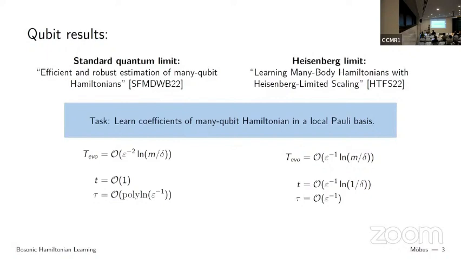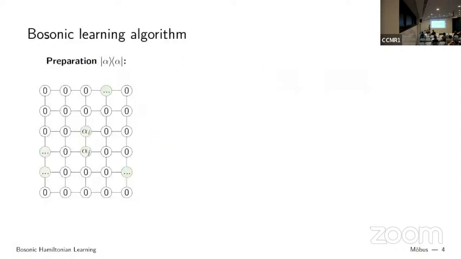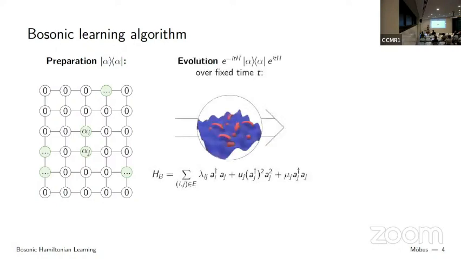Okay, so this is the case we want to show for bosonic systems as well. Now in a bosonic system, we first choose a preparation here, and this is the coherent state. This is just because of some nice properties we will see later, but also because coherent states are kind of simple to prepare in these systems. Then we evolve the system by a Hamiltonian, for example, the Bose-Hubbard model.